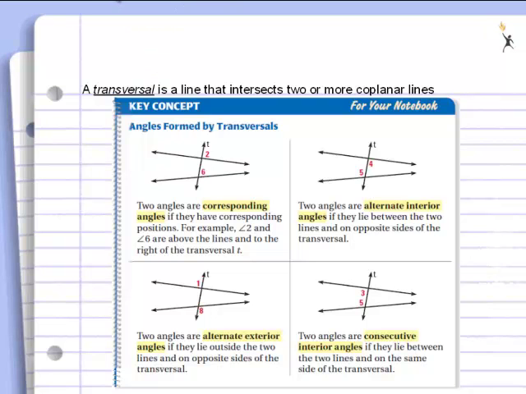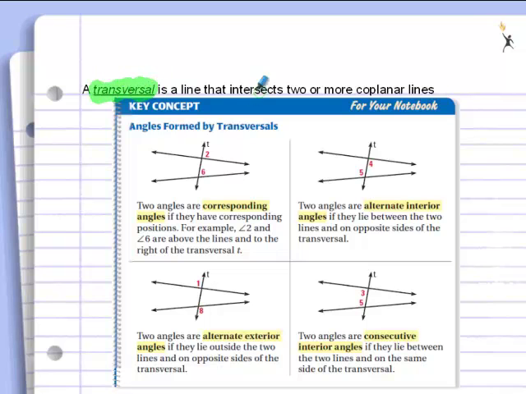The next thing we're going to talk about are 4 different types of angles formed by parallel lines. Most of the time they're parallel. In this case, they're not, but most of the time they are. In fact, coming up later in Chapter 3, they will be. There is something that you need to be familiar with first, and that is a transversal.